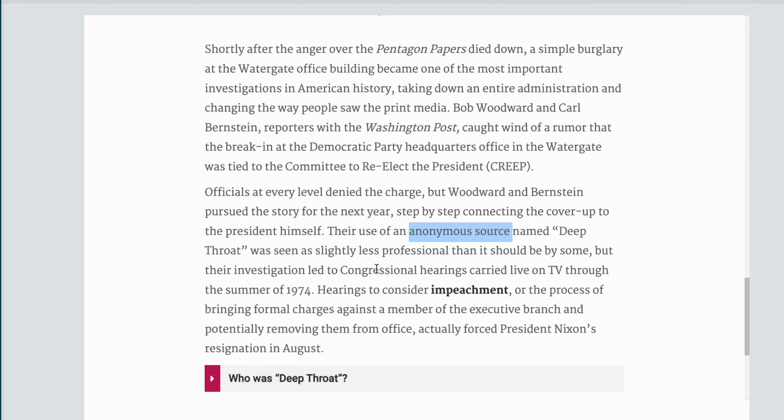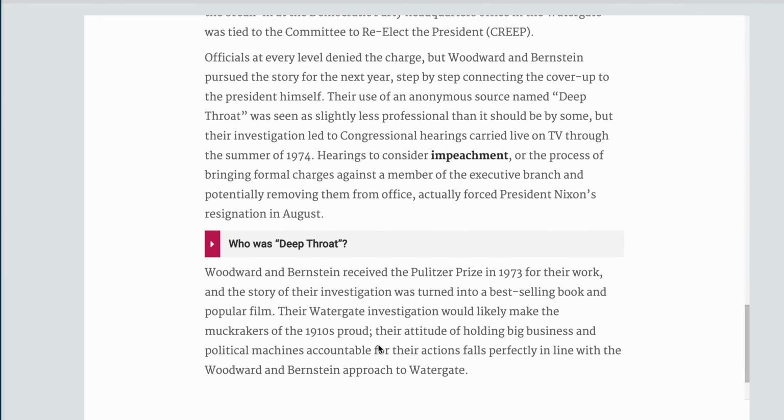And because of this investigation, hearings were held to consider impeachment, the process of bringing formal charges against a member of the executive branch and potentially removing them from office. So President Nixon was actually forced to resign in August and he was not re-elected.